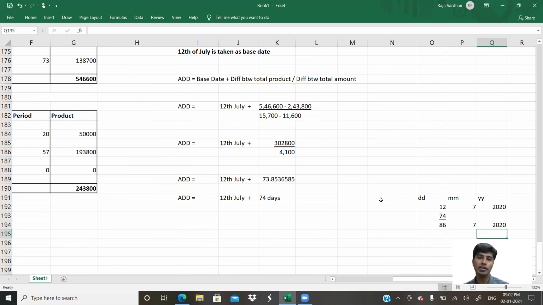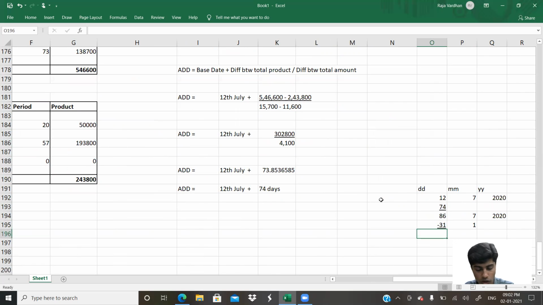Is there 86th July? No. July has only 31 days. So I'll do minus 31. After 31 it becomes plus 1 to the month. That is August. So now I'll do minus 31. Done. So after that, what will I get? 86 minus 31. What do I get? 55th of August.